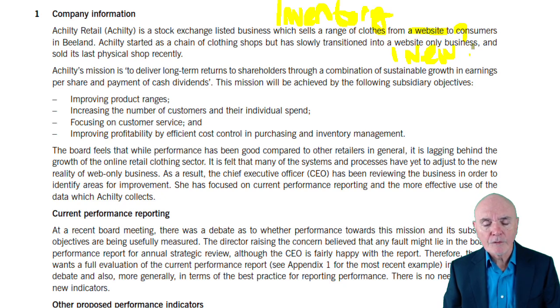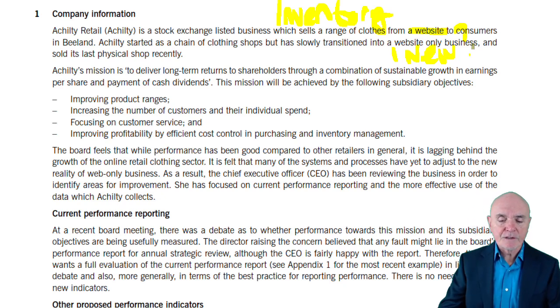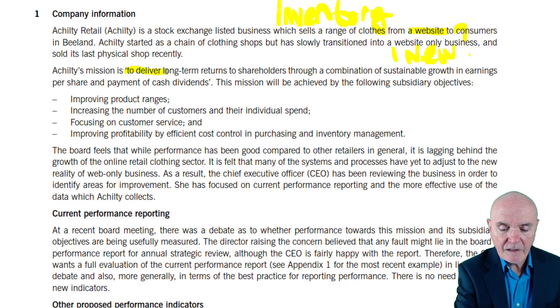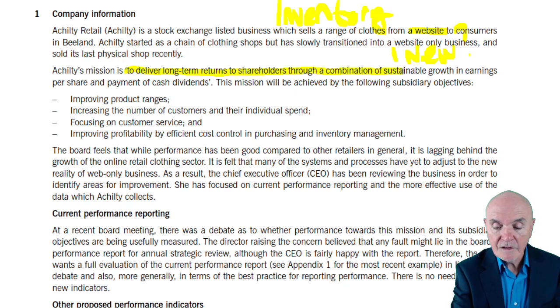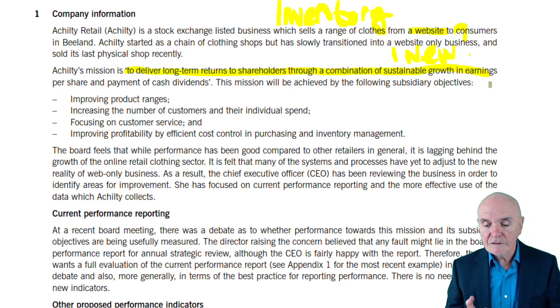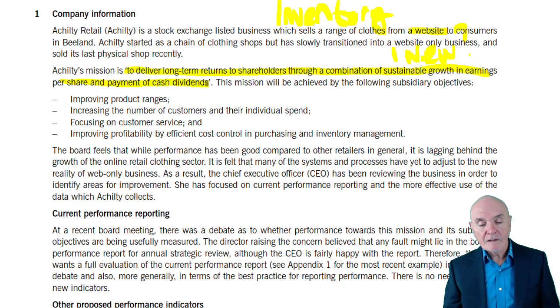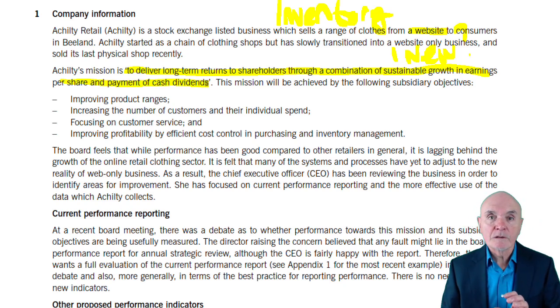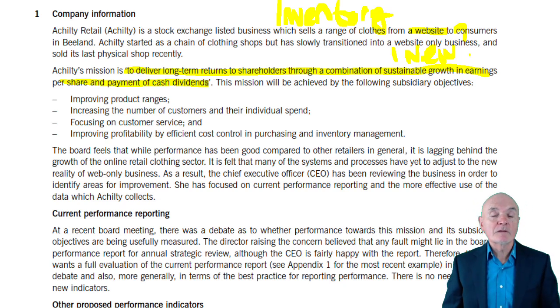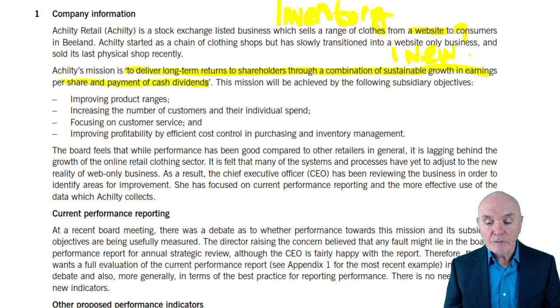And then a very, very important paragraph. ACCA's mission is to deliver long-term returns to stakeholders through a combination of sustainable growth in earnings per share and the payment of cash dividends. The mission is important because if, as we know, this is to do with performance measurement, performance indicators, we have to know what is meant by good performance. And here it is saying that good performance is judged by this long-term sustainable growth in earnings per share and the payment of cash dividends.